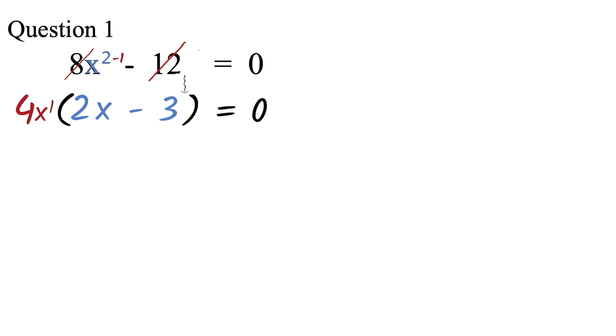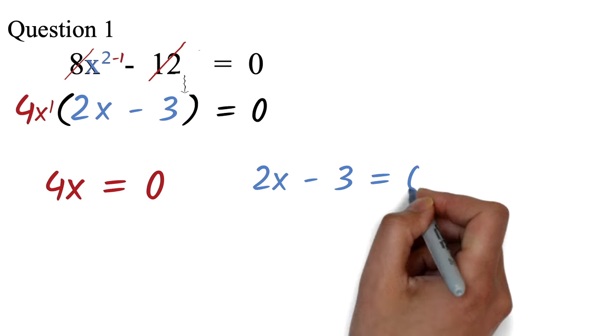Now for the solving part. The idea used here is that if you have any values multiplying and the answer is 0, then it means at least one of the values multiplying is 0. For this equation, we have 4x multiplying 2x minus 3. For this to be equal to 0, it means either 4x equals 0 or 2x minus 3 equals 0.